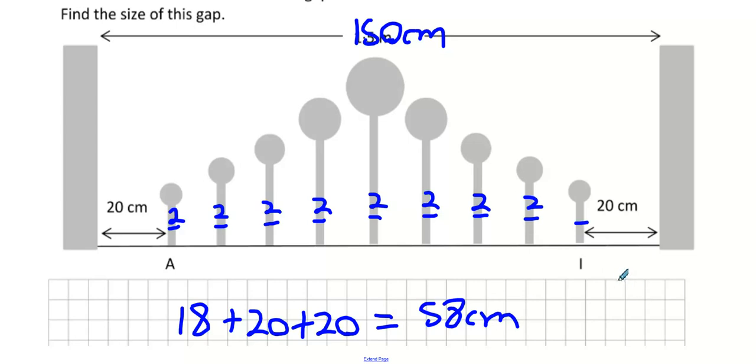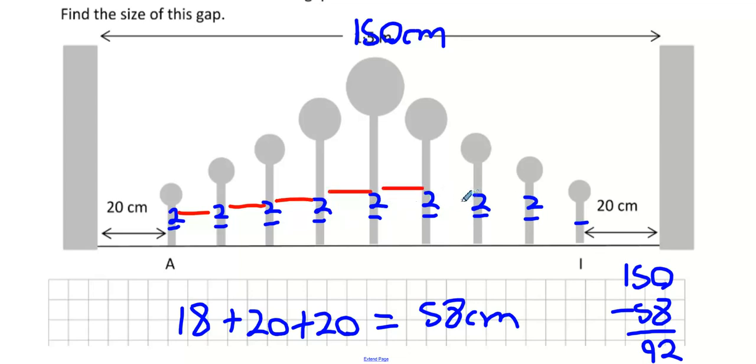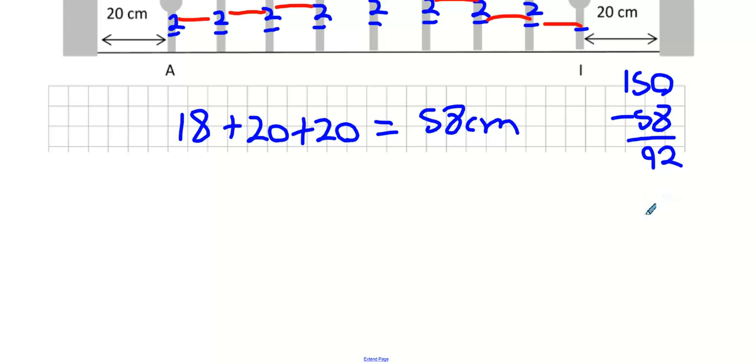And just give me 1 second. 150 take away 58? 92. And then how many gaps do we have in between? We have 1, 2, 3, 4, 5, 6, 7, 8. Divide that by 8. 11.5.